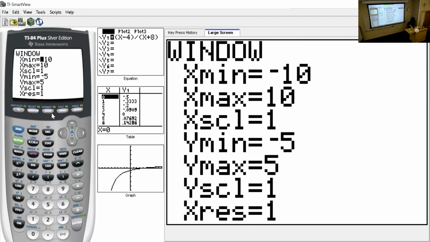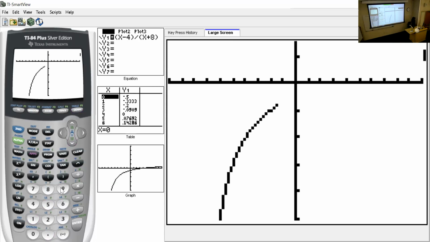So back to window. Lower limits, -5. Upper, I'll stop at 1.5. Again, why am I doing it? Well, all that empty space, it looks like the curve is not going past 1. So graph, slightly better picture. Okay, the vertical asymptote is obvious. Do you agree? Yes, no, maybe.